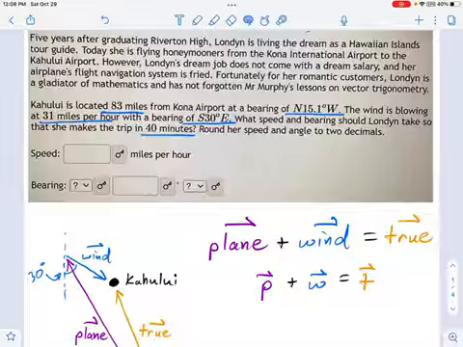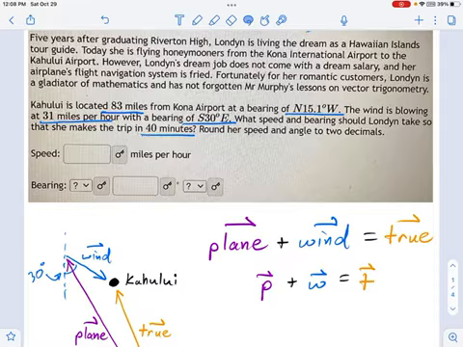It's helpful when you have so much to just take a moment and figure out what we want. So look at what is asked for: the speed of the plane required and the bearing required. Speed is basically the magnitude of the plane's vector. I'm calling the plane's vector P. Bearing is basically the angle of P, the angle that the plane vector is going to be making with the XY coordinate system.